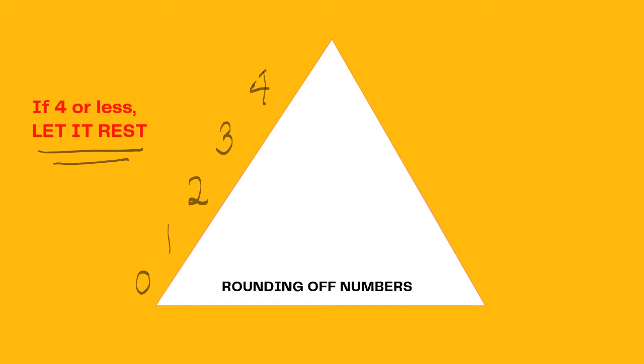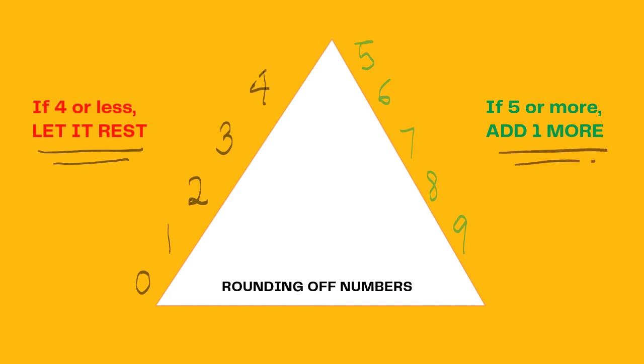Then our numbers on the right are 5, 6, 7, 8, and 9. So what happens to numbers on the right? If 5 or more, add 1 more. So if you still keep this piece of paper I have given to you last year, it helps if you can take it out and put it next to you so you can always refer to it every time you try to round off numbers to the nearest thousand.